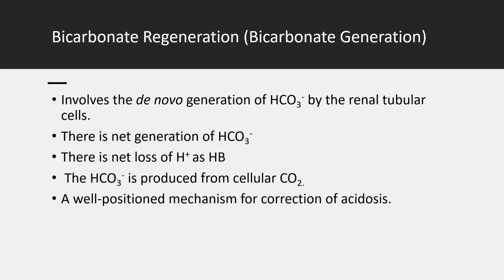Secondly, there is a net loss of hydrogen ion, which combines with a urinary buffer. So these are the two major ways by which the body controls the loss of bicarbonate or acidosis in the body. There is a generation of new bicarbonate, and then the excess hydrogen ion in the body is also lost in the urine. So the combination of these two important steps ensures that bicarbonate regeneration is a more well-positioned mechanism by which acidosis can be corrected in the body.